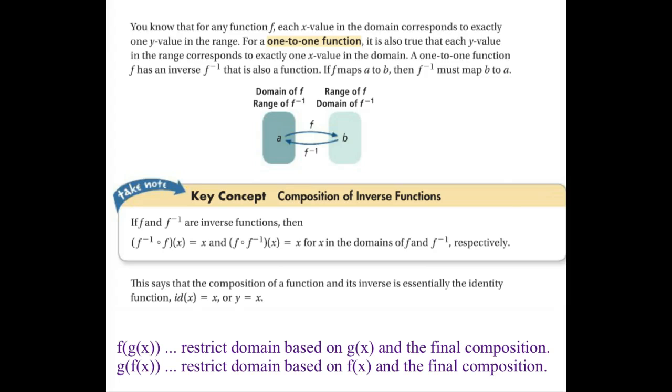It says, you know that for any function f, each x value in the domain corresponds to exactly one y in the range. For something to be a function, every x has to be paired with a single y, right? That's what allows it to pass a vertical line test. For one-to-one functions, it works backwards as well. In other words, every x is paired with a single y, and every y is paired with a single x. If you have that one-to-one function, or one-to-one relationship, then both the original and the inverse will be functions. They both would pass a vertical line test. Okay?